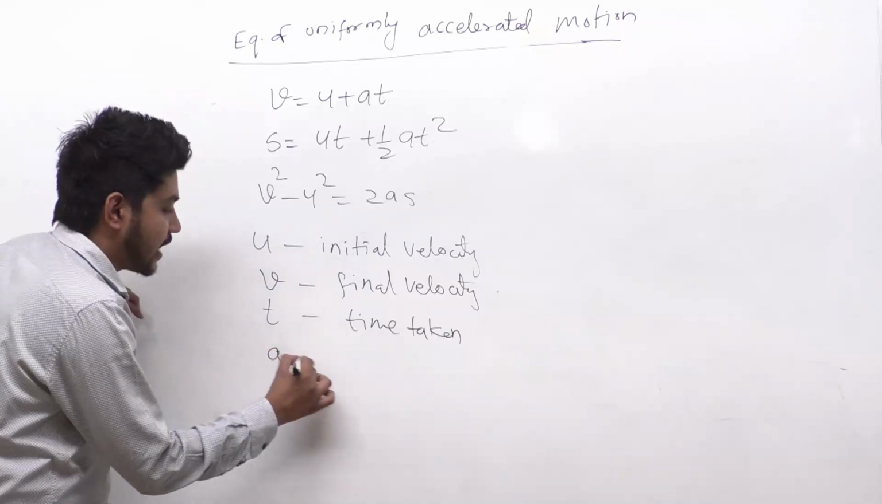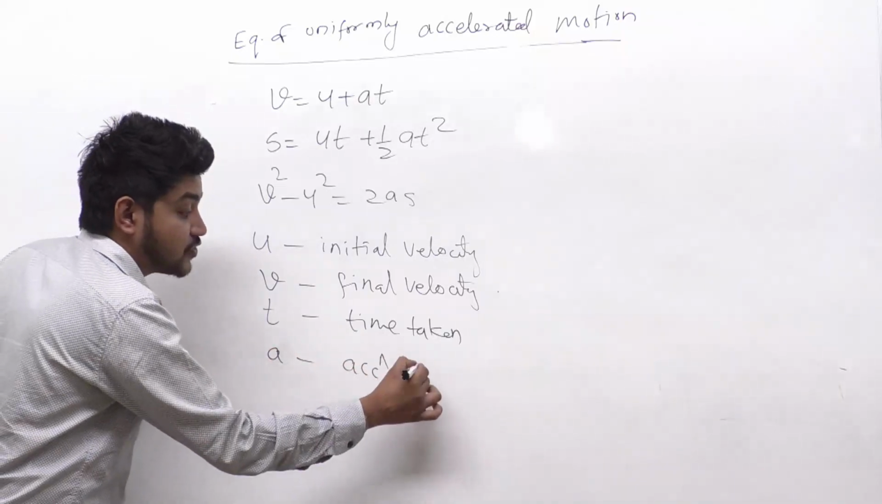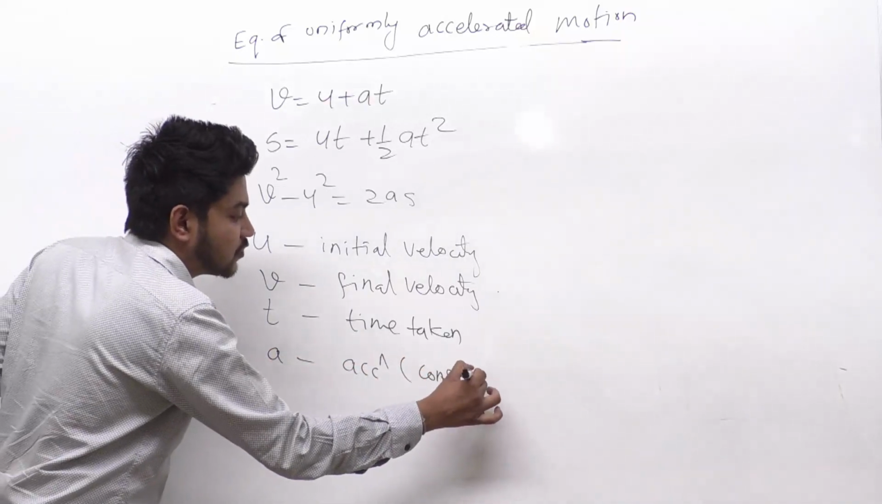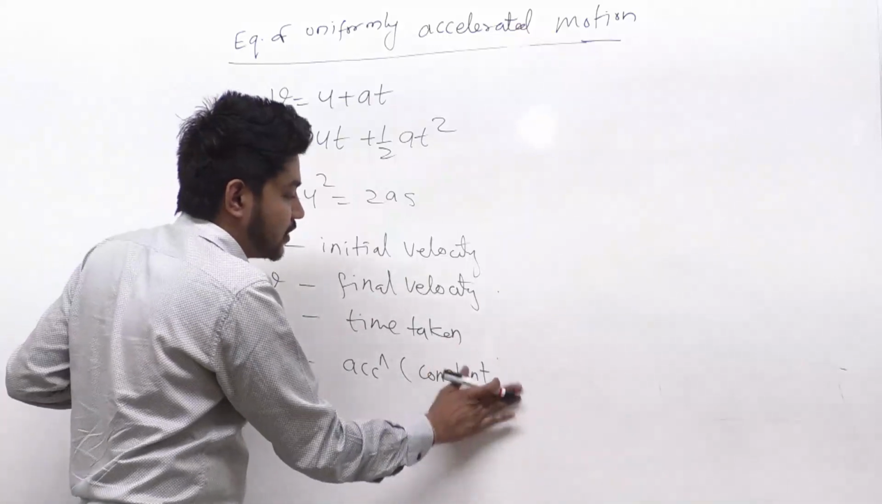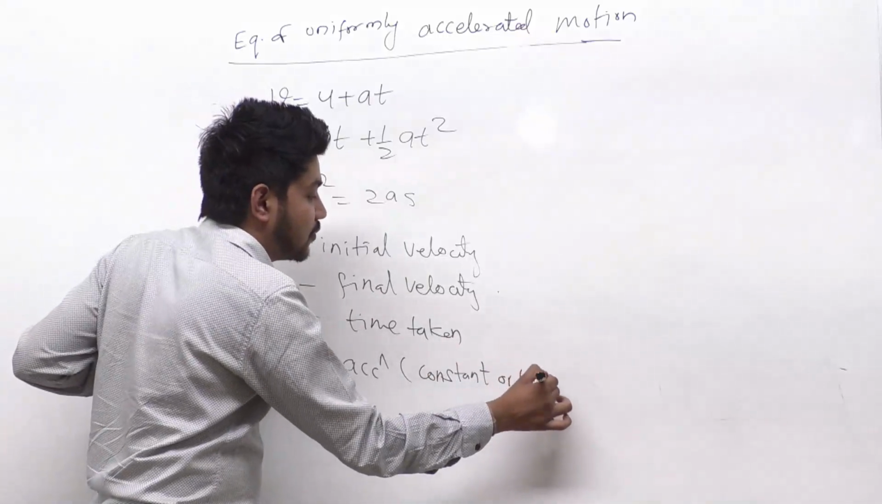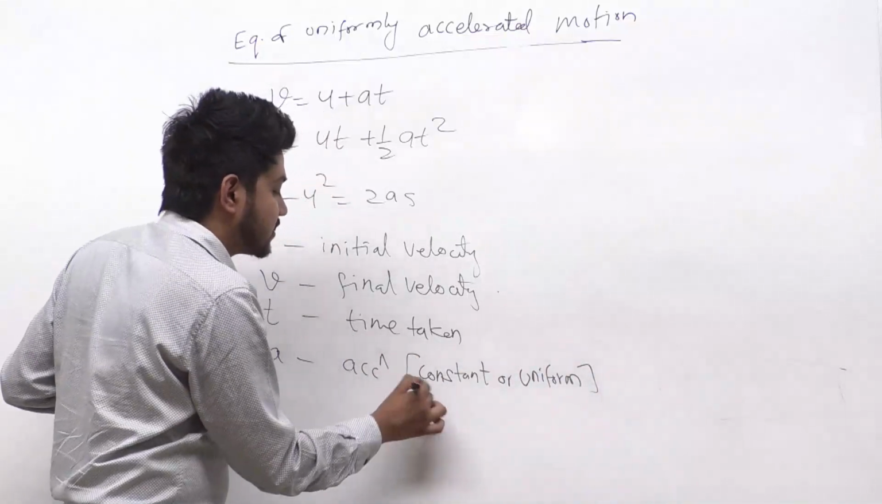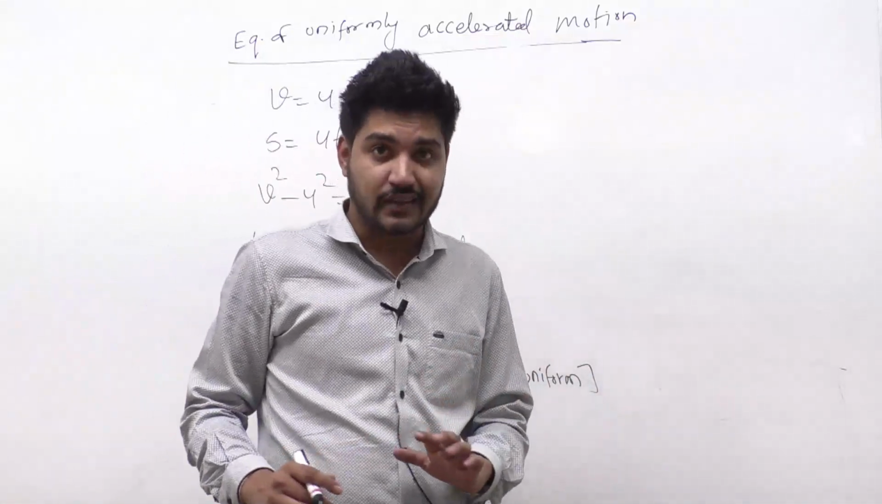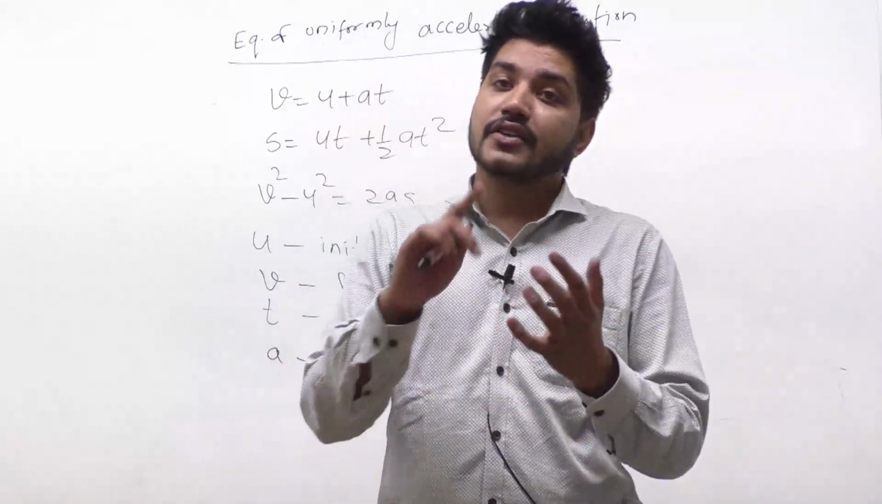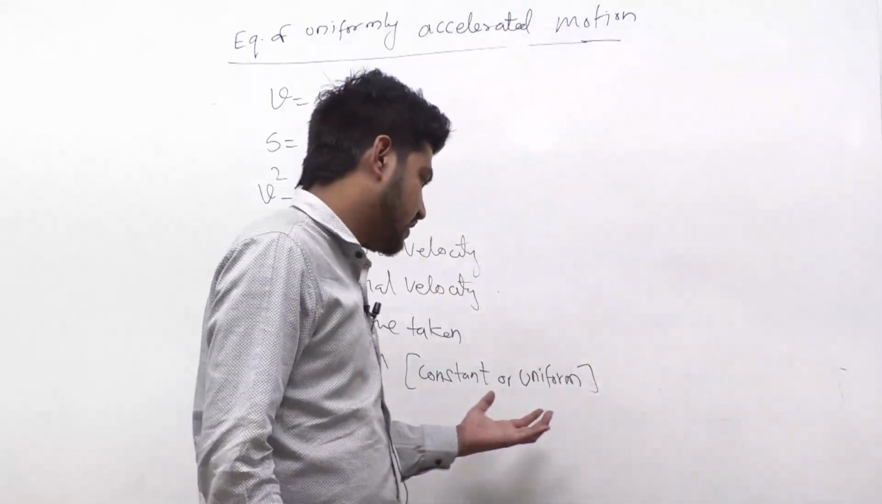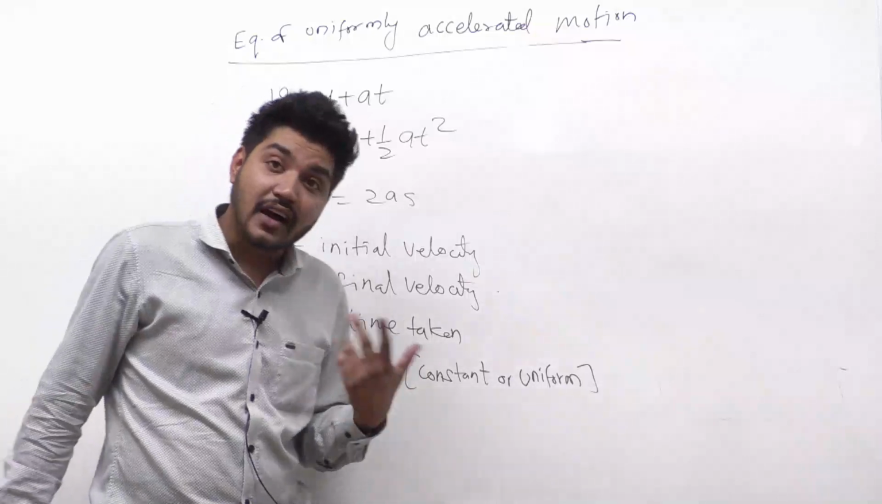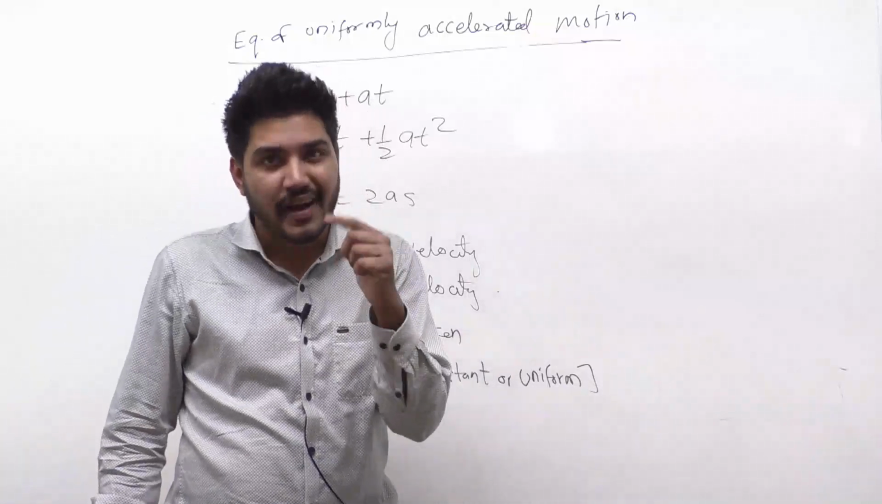And a is the acceleration, which must be constant, or uniform, because these equations we have derived by considering the acceleration of the body is constant. Acceleration means, if it is retardation, then we'll consider a as minus a.